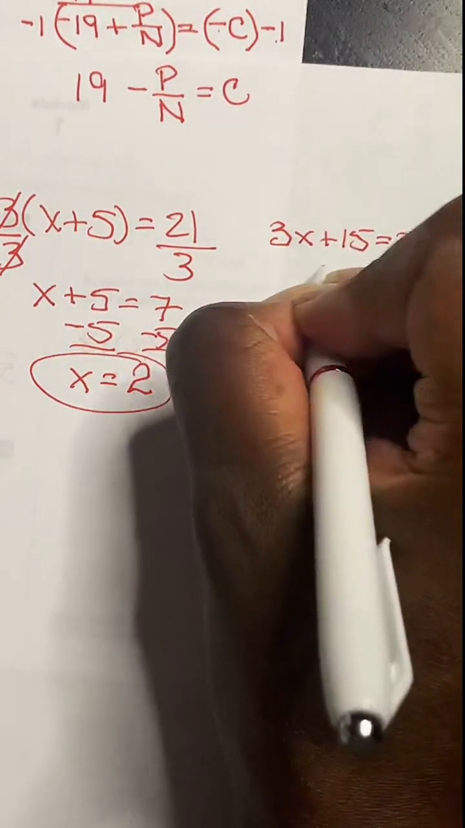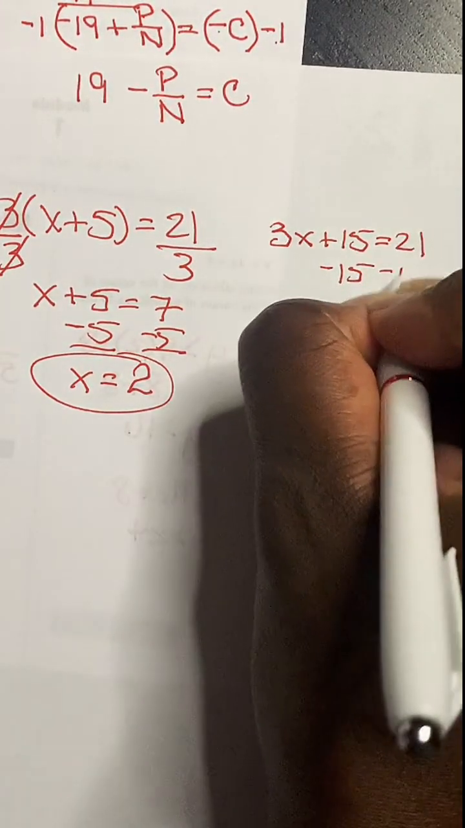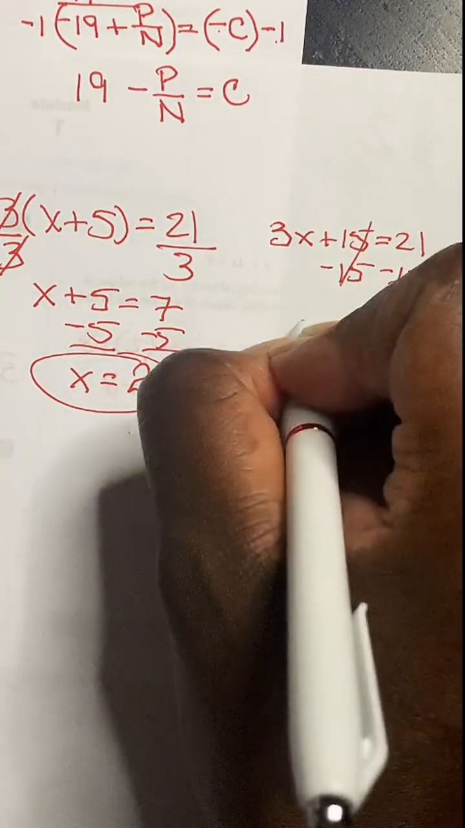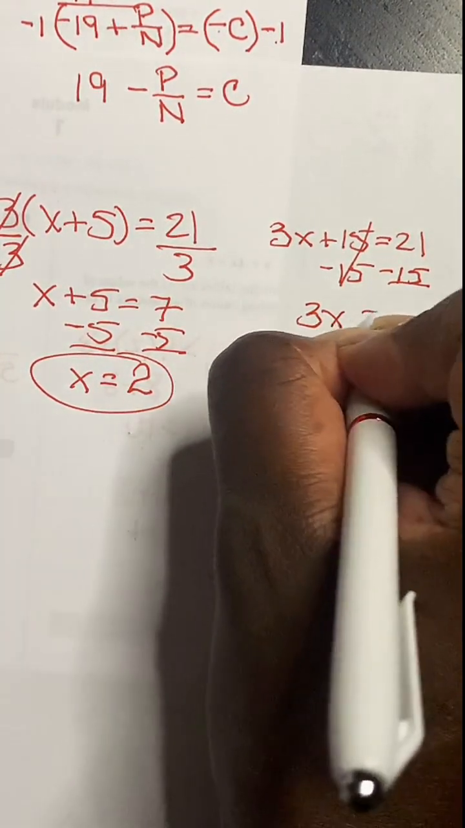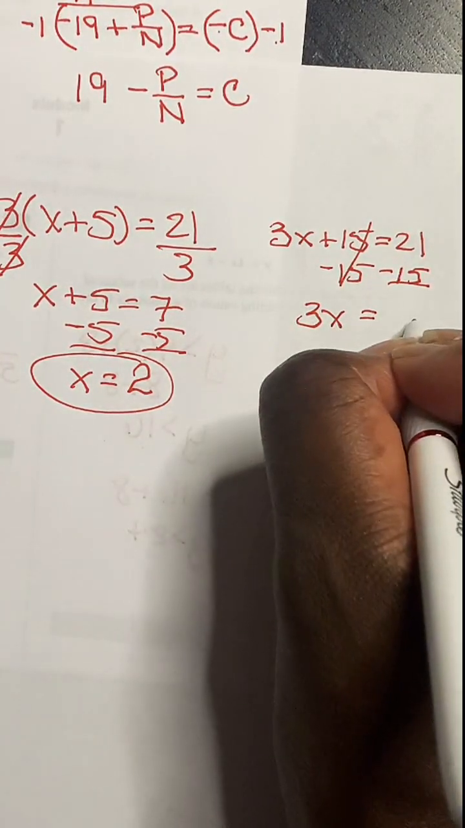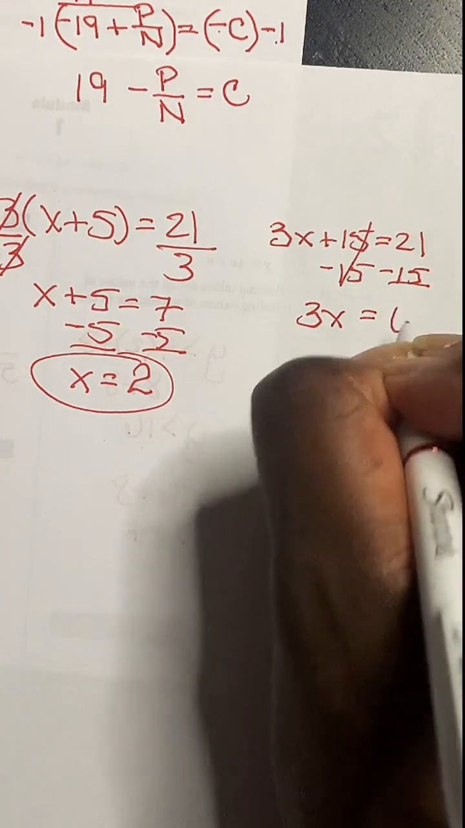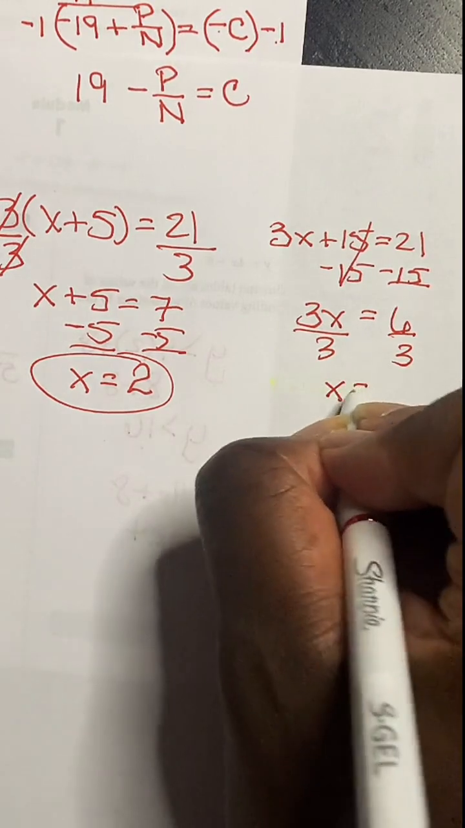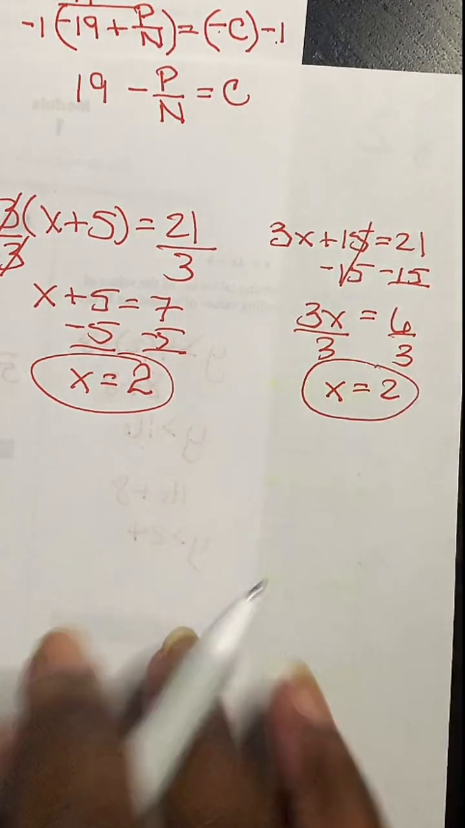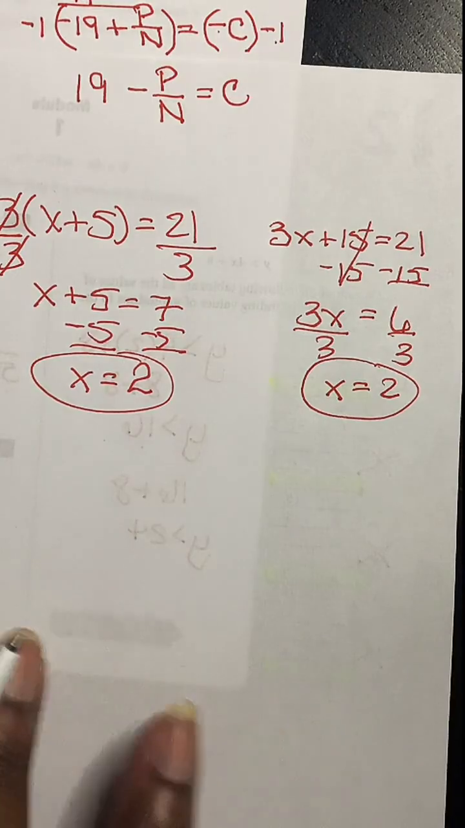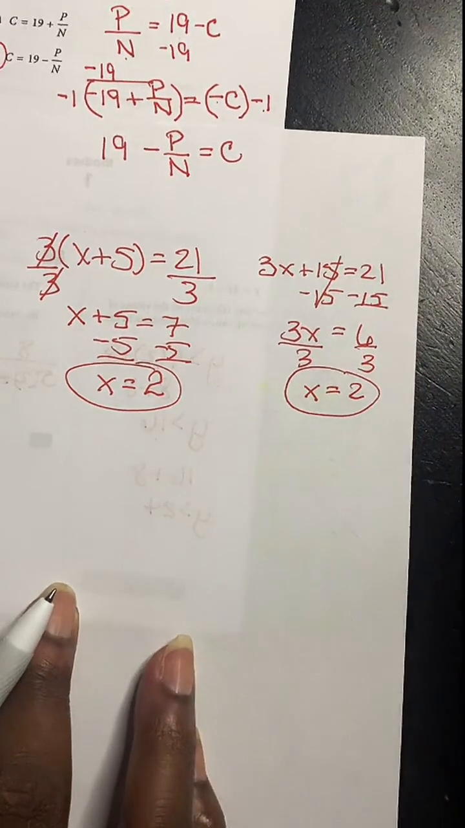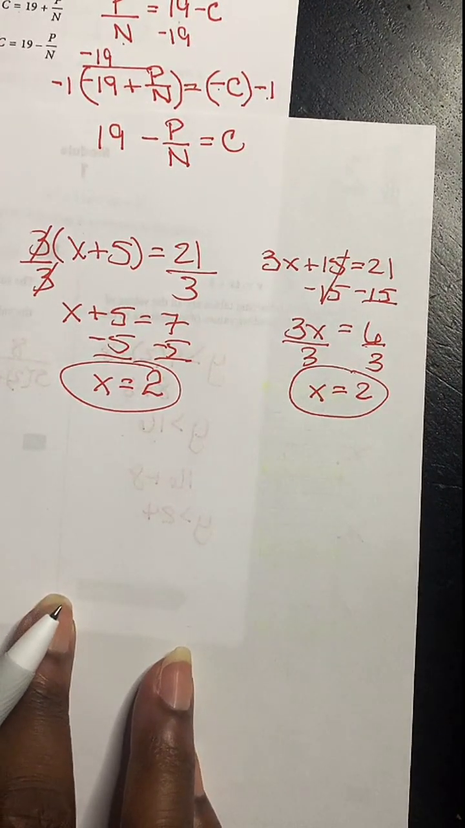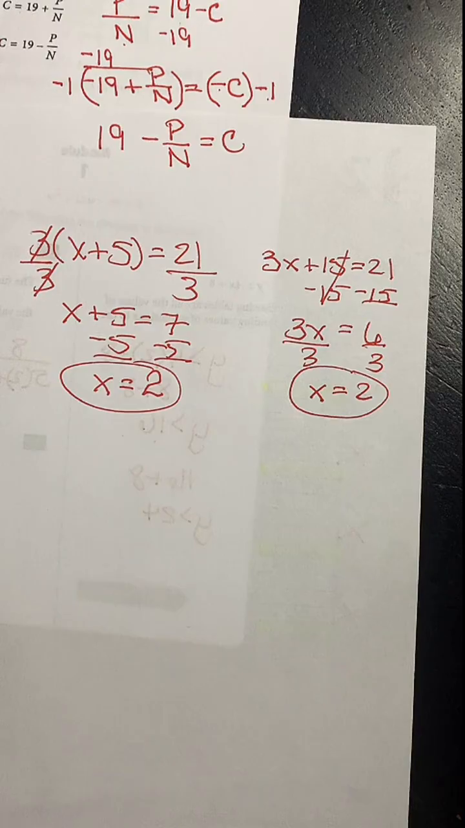Okay? Would you get the same answer if you distribute? Of course you would, because you're going to have 3x plus 15 equals 21. Subtract this 15 on both sides. So you got 3x is equal to 6. Divide both sides by 3. x equals 2. You get the same answer. It's just a different way. There's more than one way, guys, to solve. All right?